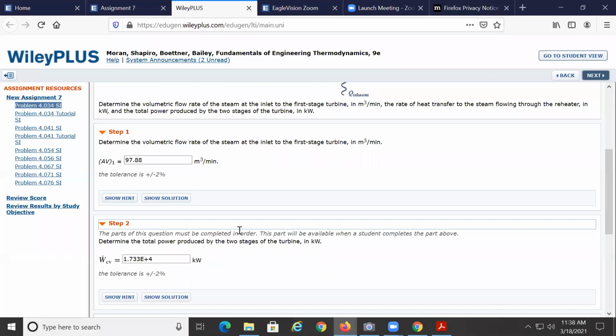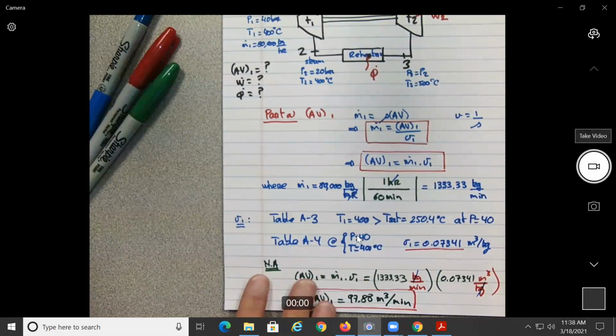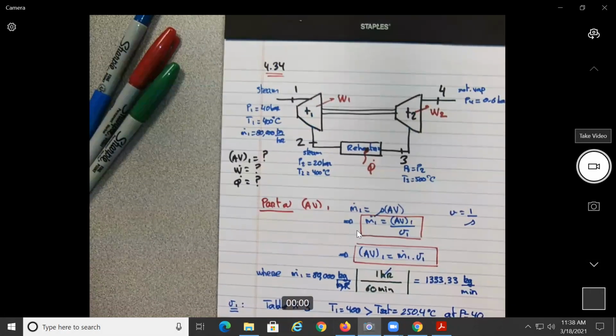Okay, so let's go to part B. What is part B? We need to find the total amount of work produced by the turbines. So again, what is the function of a turbine? Is to generate power, no? So the total amount of power should be equal to whatever power is generated by turbine 1 plus whatever power is generated by turbine 2, no? So I think in this case, we're going to have to differentiate two different control volumes. One for the first turbine and one for the second turbine, okay? And we find the work, the power produced by each one of them. All right, so let's do that.